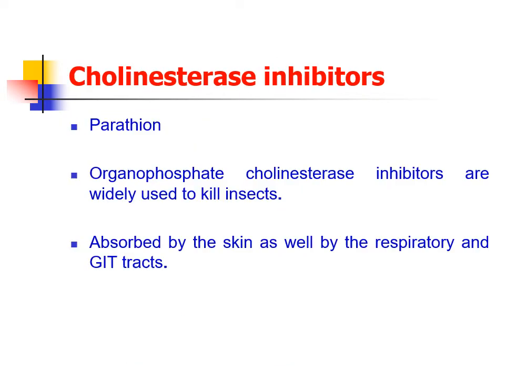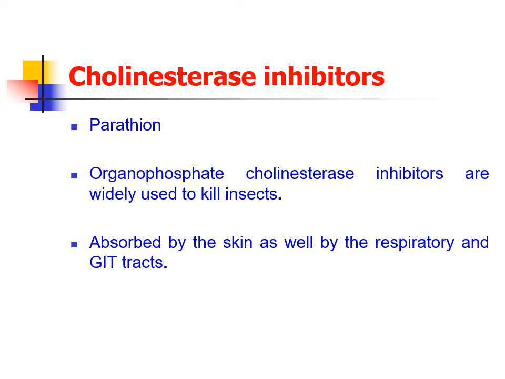Cholinesterase inhibitor, remember, acetylcholinesterase breaks down acetylcholine. So cholinesterase inhibitor leads to increased acetylcholine, which has a parasympathomimetic action. Example: parathion. Organophosphate cholinesterase inhibitors are widely used as insecticides, absorbed by the skin as well as by the respiratory and GIT tract.